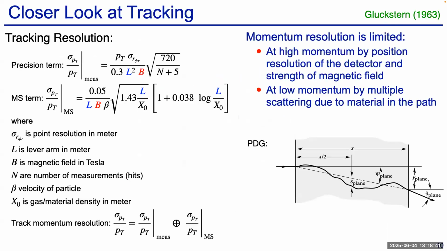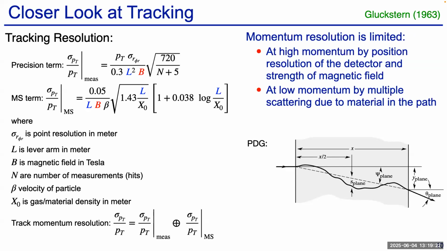Now, let's have a closer look at tracking. So the momentum resolution is key. And at high momentum, this is really only determined by the resolution of your device, mostly, okay? So this is the precision term. This is somehow the resolution, delta pT over pT. By the way, this is a formula which was calculated by hand by Brook in '63. And I'm always puzzled when these numbers suddenly pop up. There's the square root of 720 over N plus 5. Where in the world does this 720 come from? But it works. So it's actually de facto.